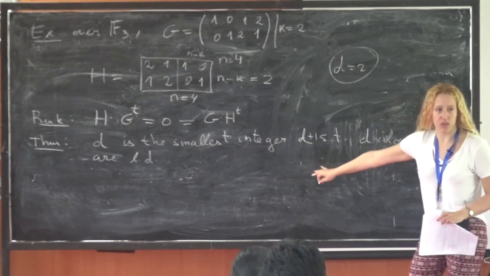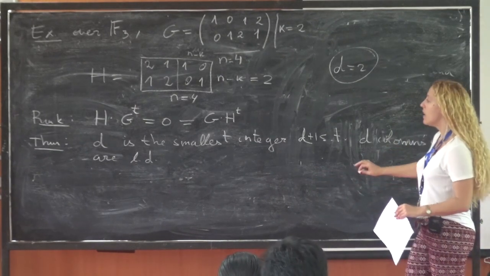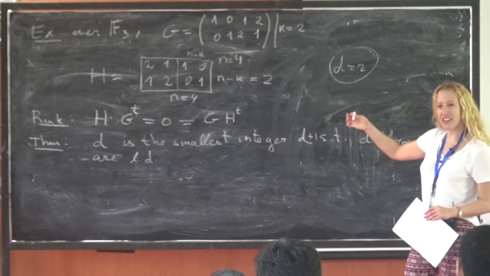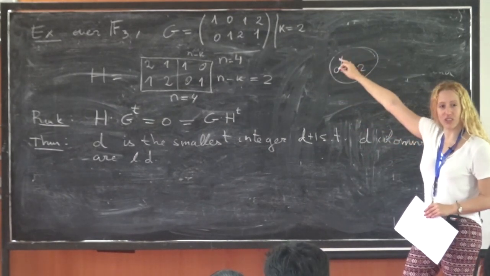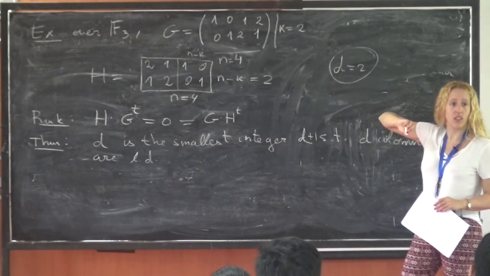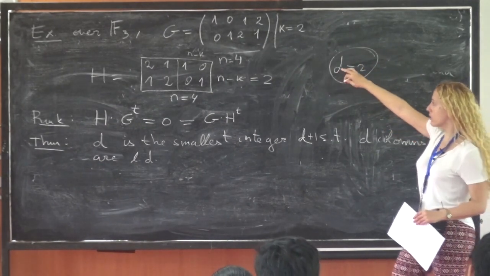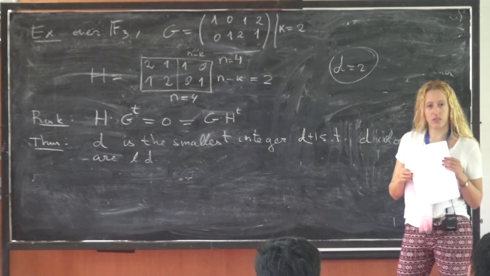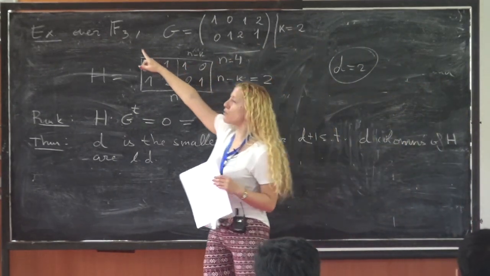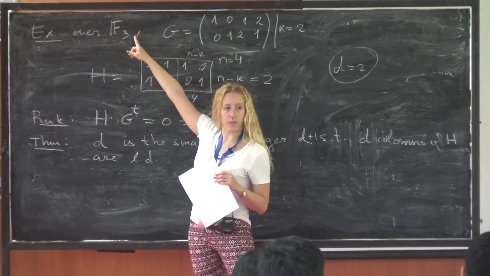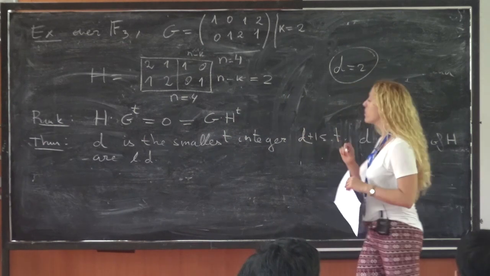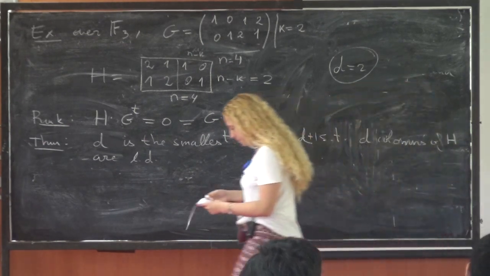Okay? Now we're going to prove the theorem. Okay? This is an important thing. But what is nice here is that you can check, if you want to play, you can try to compute all the words in this code. And indeed, check that the distance is equal to 2. Okay? How many words does this code have? So the dimension is 2, and it's over F3, so 3 times 3 equal to 9. There are 9 words in this code. Okay? Okay, let's prove the theorem.